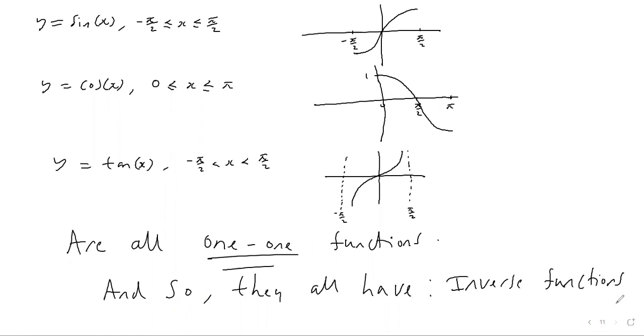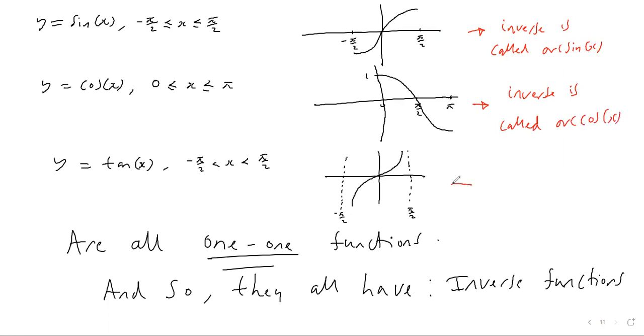And in fact, they all have a name. The reason we've restricted to these specific parts of the domain is because the inverse functions to these specific functions all have a name. So the inverse function here is called ARCSIN. The inverse function to this function here is called ARCSIN of x. The inverse function to this specific cos function is called ARCCOS, so ARCCOS of x. And the inverse function to this specific function is called ARCTAN, ARCTAN of x.